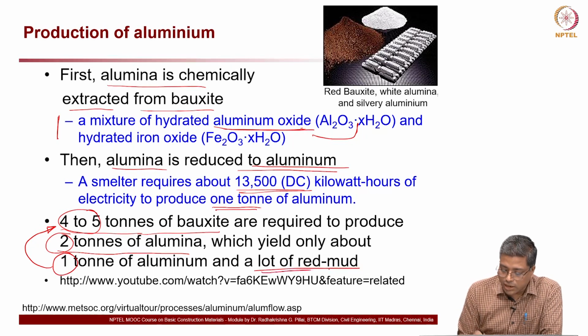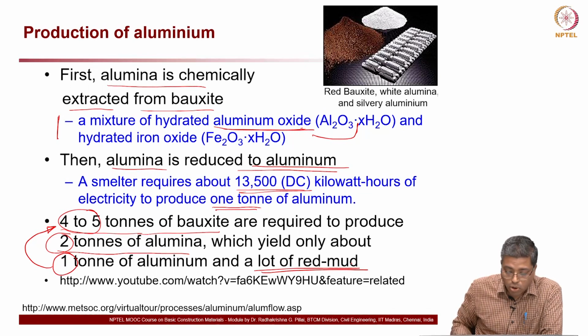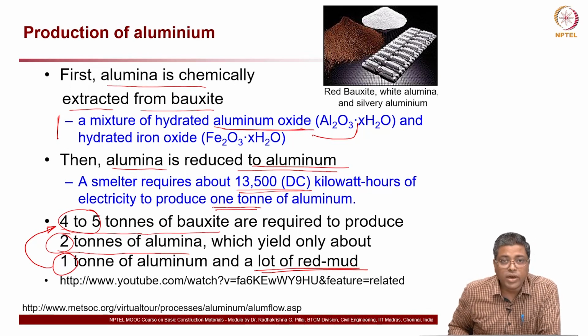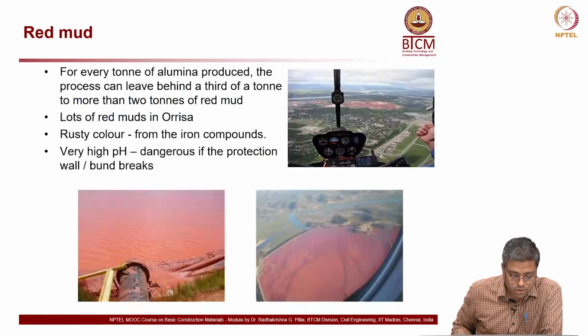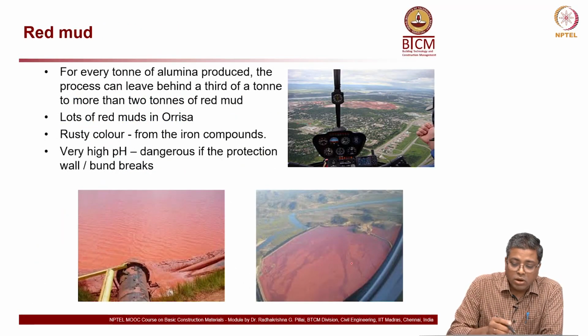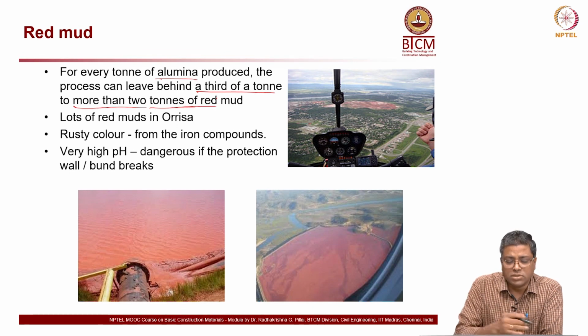Okay. And this red mud we can look at either as a waste product or byproduct, but mostly a waste product because it is not really being used today, it is actually ponded. I will show you some photographs. The main point here is there is a lot of waste generated with the production of aluminum. You can watch this YouTube video on this production process also. For every ton of alumina produced, the process can leave behind a third of a ton to more than 2 tons of waste. That is the whole point.